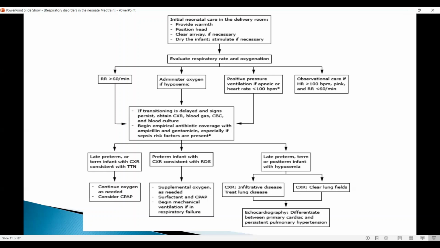gas suggests respiratory failure. If it's a late preterm, term, or post-term infant with hypoxemia and the chest X-ray is suggestive of infiltrative disease, you treat the lung disease. Surfactant might have a role in these conditions as well.